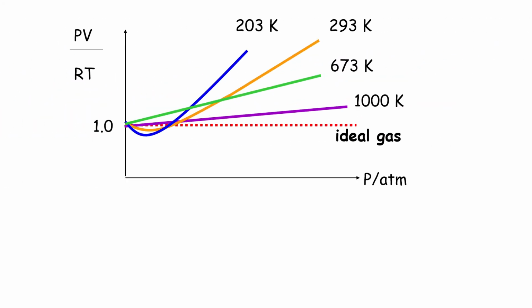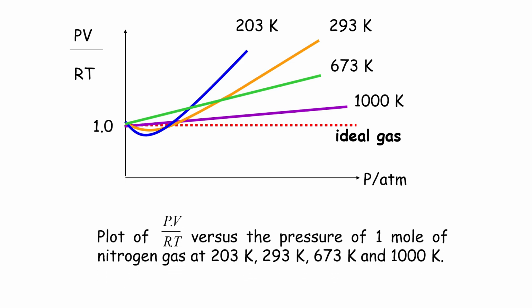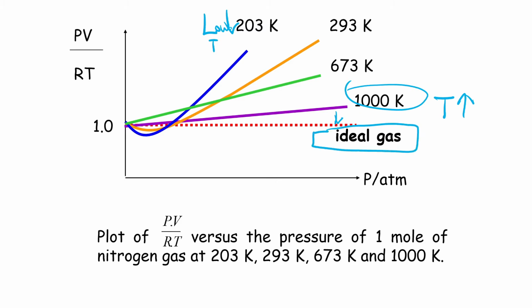Alright, so this is for pressure. 1 mole at 203 Kelvin, 293 Kelvin, 673 Kelvin, 1000 Kelvin. So you boleh nampak di sini, for this gas, bila at 1000 Kelvin, dia semakin dekat dengan apa? Ideal gas. Okay, sebab apa? This one is higher temperature, this one is lower temperature. So bila low temperature, dia menyebabkan deviation semakin jauh. Bila higher temperature, dia semakin dekat dengan apa ni? Garisan ideal gas.